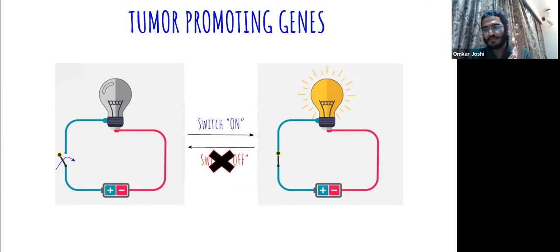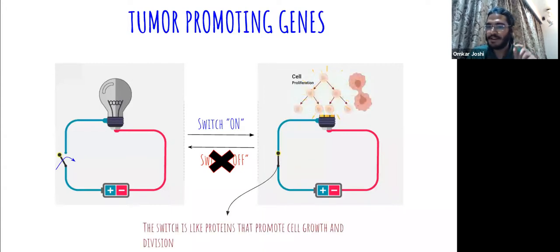Now imagine what would happen if you cannot turn the switch off. You turn the switch on, the bulb glows, but there is a defect in the switch, you cannot turn it off. So the bulb will keep glowing as long as the battery has the power to give it. Now imagine that the bulb glowing is similar to cell proliferation and the switch is similar to the proteins that help cells grow and divide.